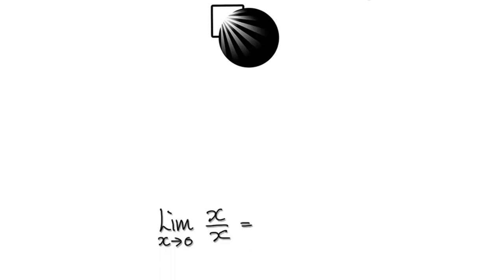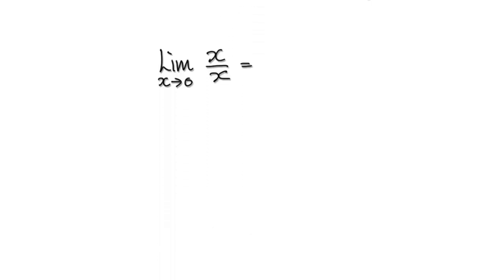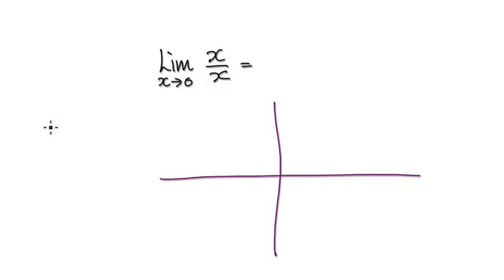In this video, we're going to try and understand the limit of x over x as x heads towards 0. When you first started out learning limits, it's unlikely you would know what this function would look like. So let's try and investigate. Let's try and sketch y equals x over x.